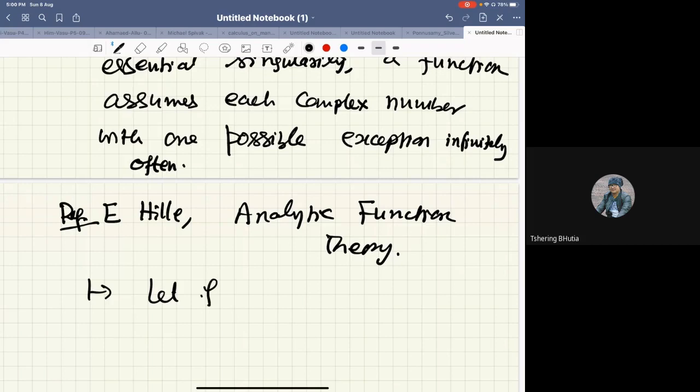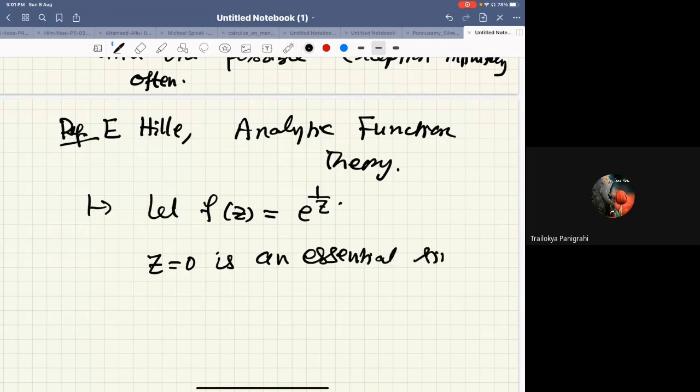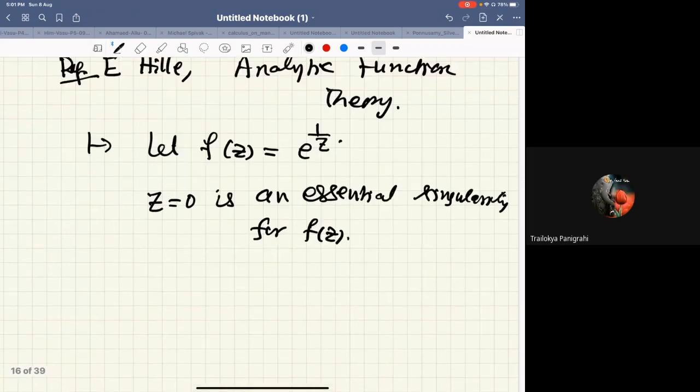Let me take f of z equal to e power 1 by z. At z equals 0, what kind of singularity does this function f of z have? Essential. Okay, z equals 0 is an essential singularity for f of z. We want to prove that in a deleted neighborhood of that point, it assumes every complex number, possibly with one exception.